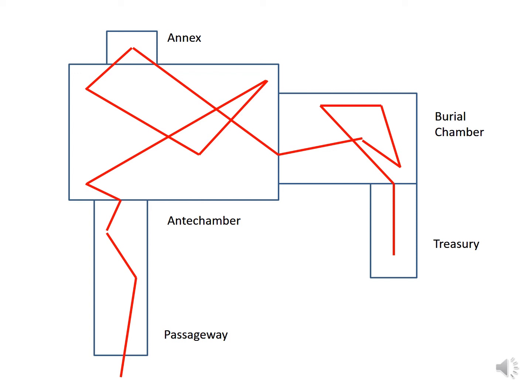And then you can see he darts around the antechamber and the annex as he sees lots of things around the room. So I'm going to imagine that my chariot is here.